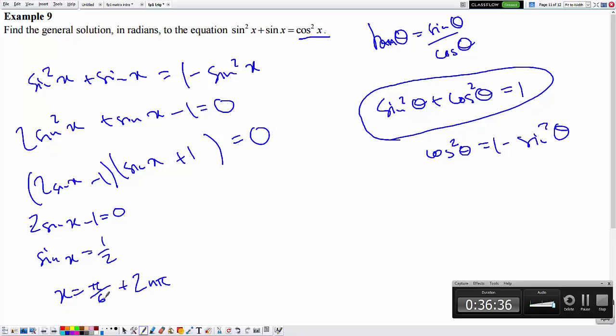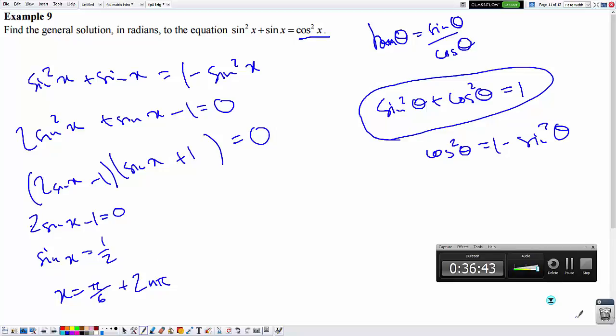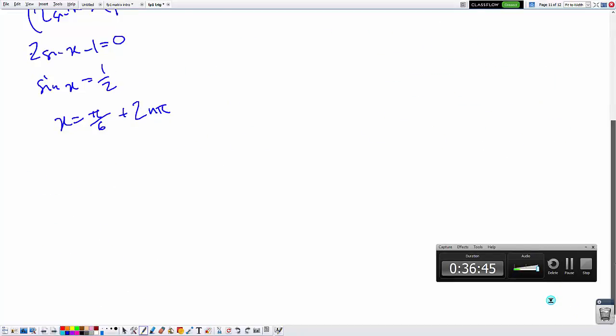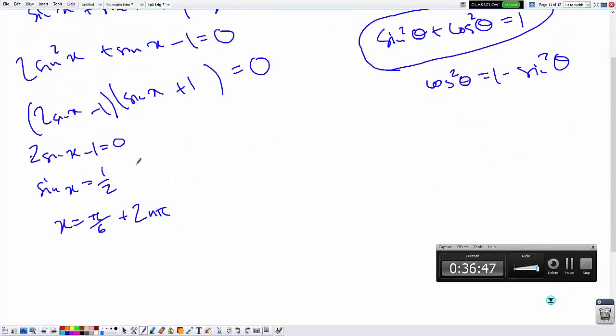I only used one of my answers so far. I need my other answer for this. By the way, at the end of this I should have 4 answers. So that was sine x equals a half.